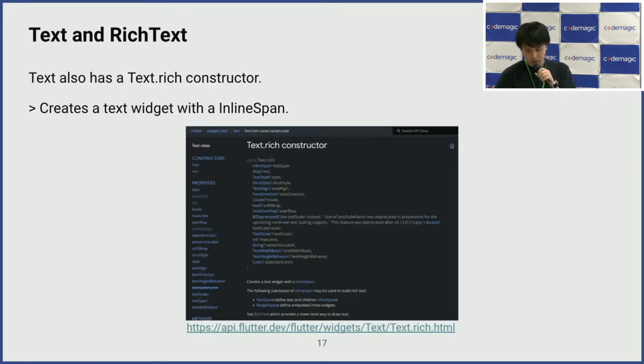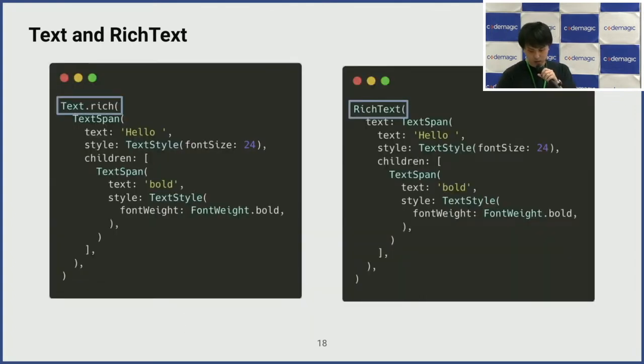The Text widget also has a constructor named Text.rich. This is a constructor for building a Text widget with an InlineSpan. The official documentation says, see RichText, which provides a low-level way to draw text. Text.rich can be used to construct a Text widget with an InlineSpan, so it can do the same thing as RichText. If you run these two codes, you can draw the same text with the same look and behavior. The usage is almost the same.